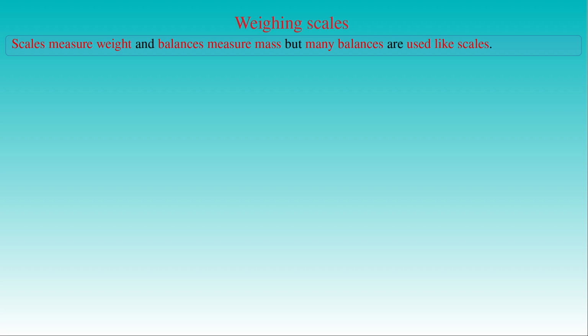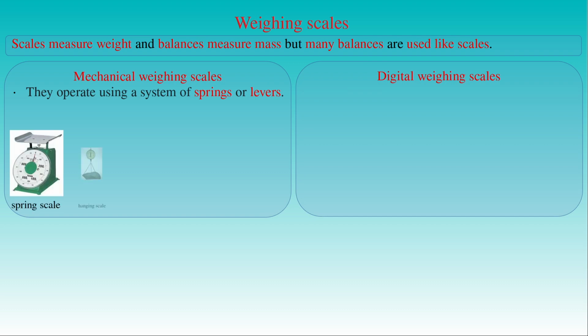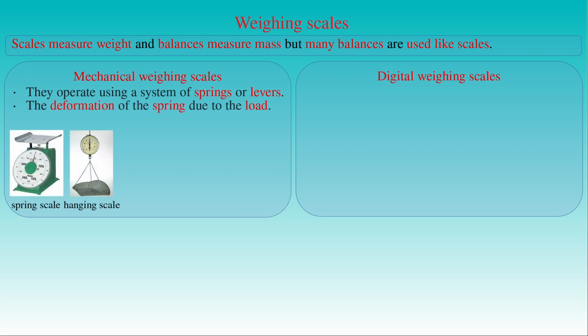Based on their working principle, there are two main classes of weighing scales, mechanical and digital. Mechanical weighing scales operate using a system of springs or levers. Spring scales and hanging scales measure weight based on the deformation of a spring due to the load. The weight of the object causes the spring to compress or stretch, and this deformation is measured to determine the weight. These scales are known for their mechanical simplicity but may lack precision.